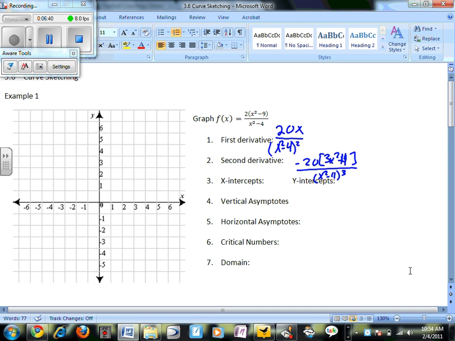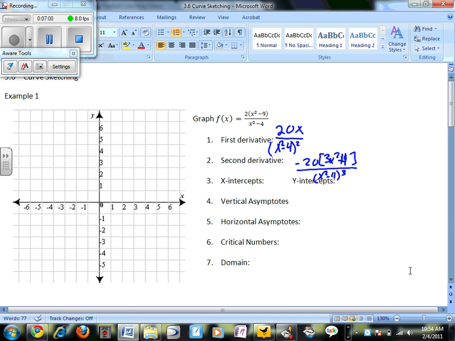X-intercepts. So to figure out what an x-intercept is, sorry, there's no rhyme or reason why I took my derivatives first. We could have figured out what the x and the y-intercepts were first. I just wanted to get the hard work out of the way. So to find an x-intercept, that means when x equals 0. So we want to figure out what our x-intercept is. So we're going to plug 0 in for x and see what we get.